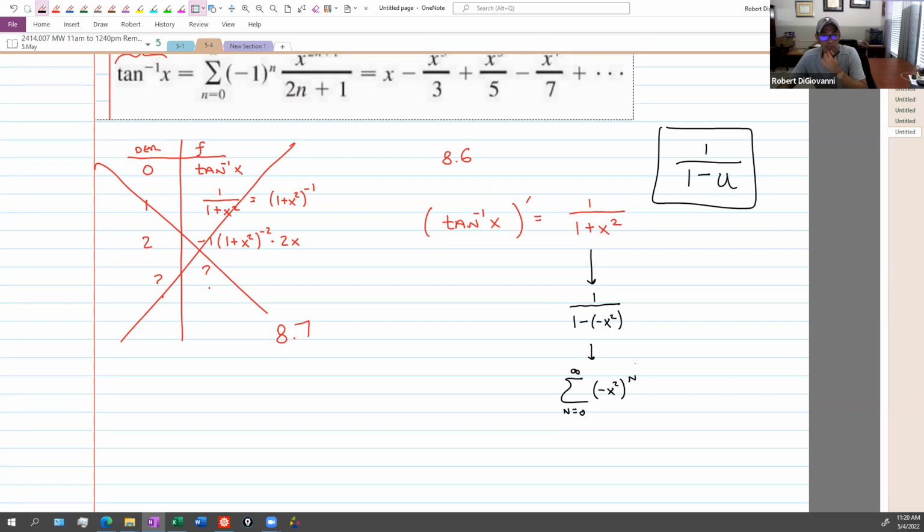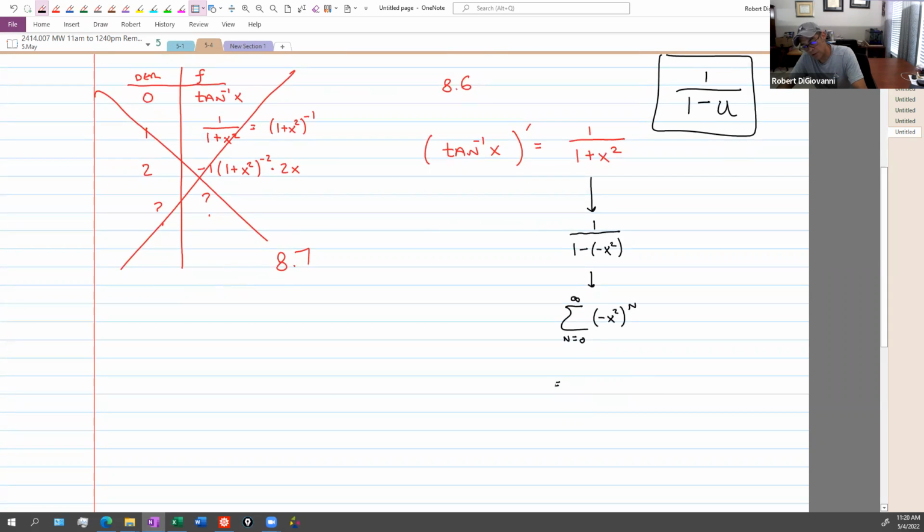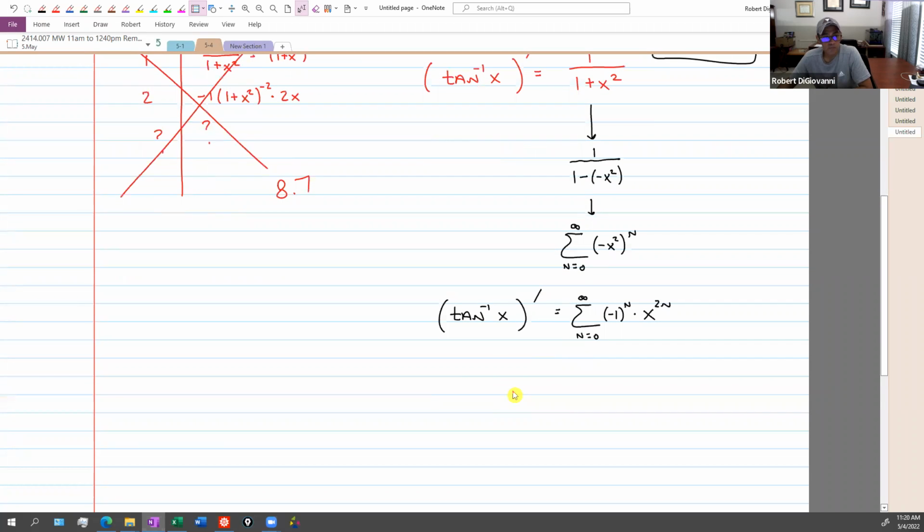You all right with that? And that is equal to, let me just clean it up a little bit. I'm going to take that -1 out: (-1) to the n times (x squared) to the n, which is x to the 2n. So this series is the derivative of arctangent, that's what the derivative would be. That's not what we want though. We want the actual series of arctan, not its derivative. So what can I do? We integrate that. Yeah, just integrate. If we integrate this and integrate this, this right here will go back to the inverse tangent function.